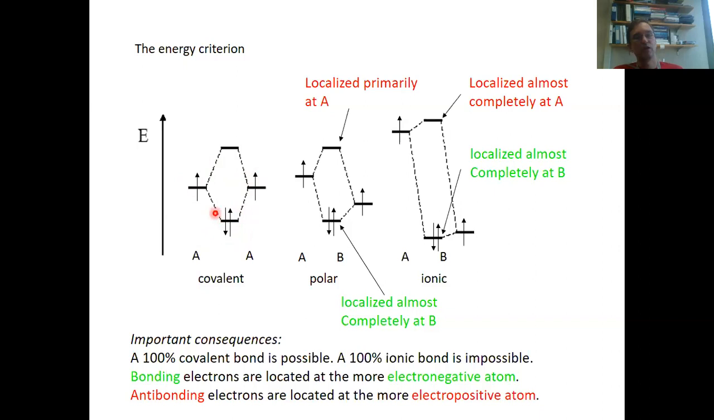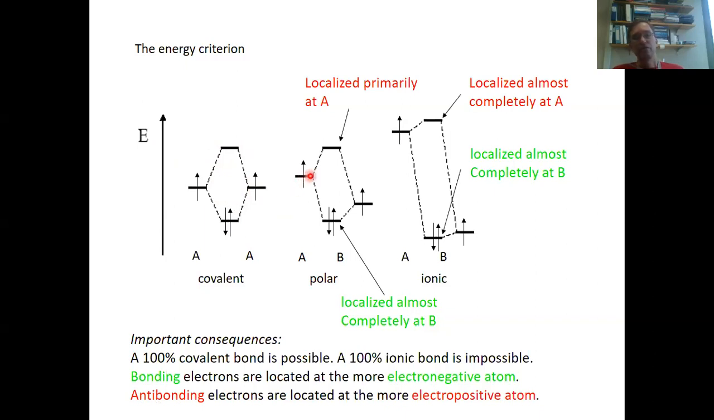So the bonding molecular orbital has the property that there's an electron density maximum in between the two atoms, okay, while the anti-bonding orbital has the property that there is a node in between these two atoms. Okay. However, the anti-bonding orbital is not occupied, therefore the overall situation is bonding.